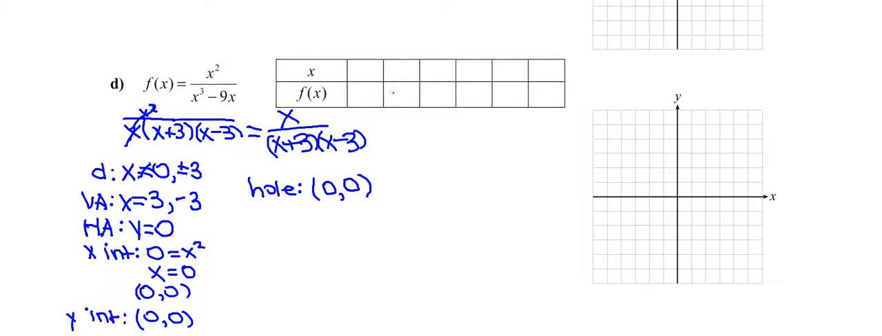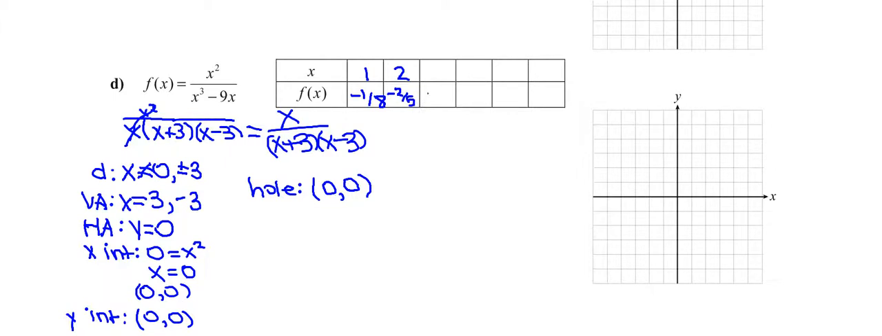So now we can start finding specific points, and since we know our domain excludes plus or minus 3, we can do a few values that are between that. So we can start with 1. When x is 1, you plug in 1 for x, and the value is negative 1/8. That was just done on the calculator. When x is 2, the value is negative 2/5.